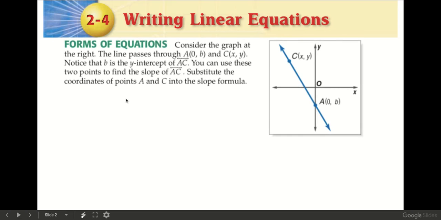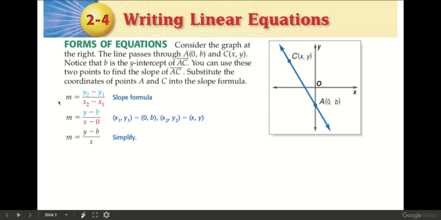A couple of the different equations we're going to be looking at: first is slope-intercept form. If we were to consider this line here with point C and point A, where this has an x and y coordinate and this has a coordinate of (0, b), we'd use the slope formula to find the slope. We know that slope equals y2 minus y1 over x2 minus x1, the normal slope formula. So if I used my y coordinates, y and b, and my x coordinates, x and 0, and substituted those in, I would find that my slope equals (y minus b) over x.